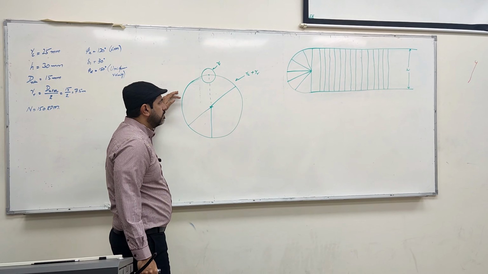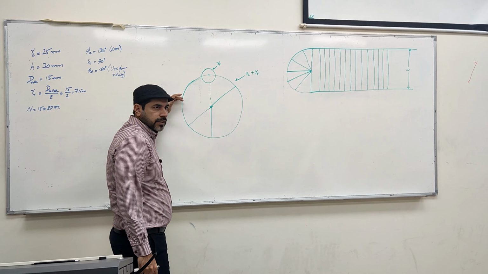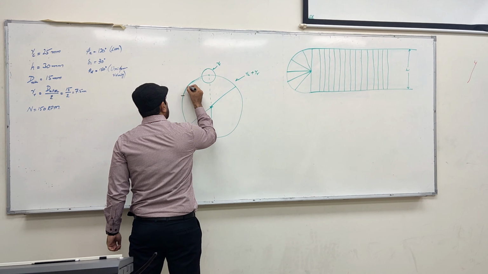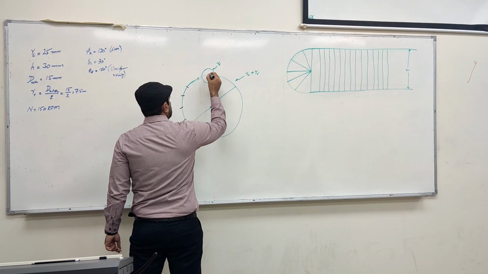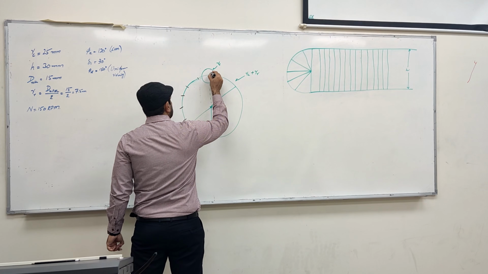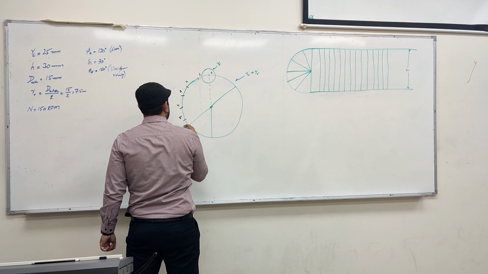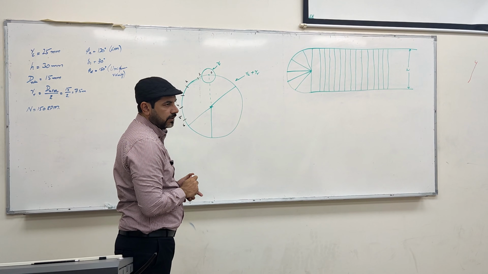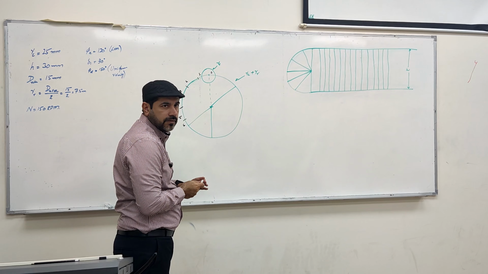You need to divide it. It's entirely up to you. Let's divide it into 6 parts and see. So this one is 0, 1, 2, 3, 4, 5, and 6. Then what we need is to extend these lines.